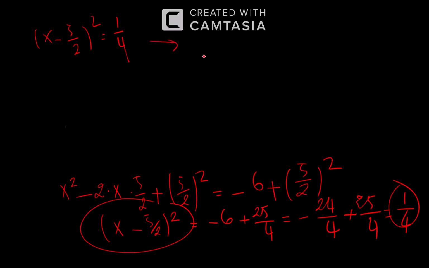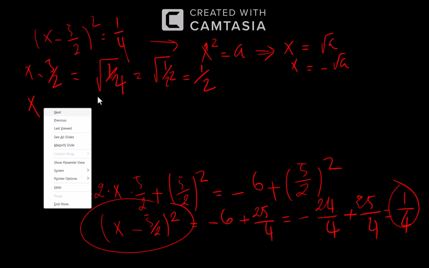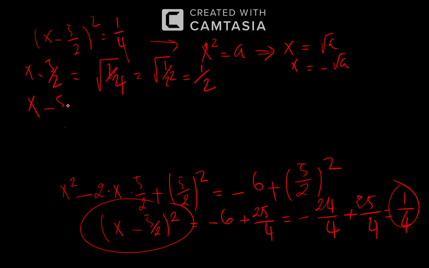Depending on this property, x squared equal to a constant a, we can find x equal to the square root of a, or x equal to the negative square root of a. So here x minus 5 over 2 equals the square root of 1 over 4. Sorry, not over 2 but over 4. The square root of 1 is 1, and the square root of 4 is 2, so here it is 1 over 2.